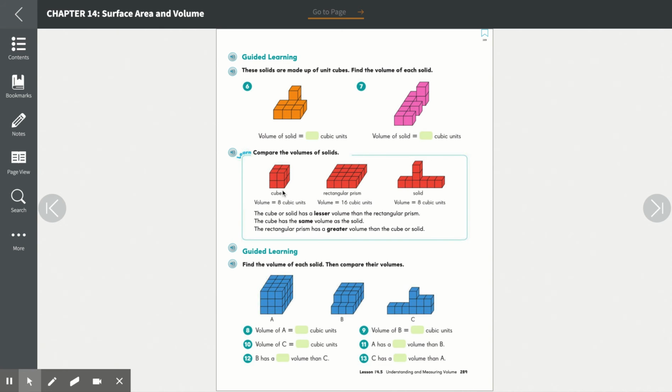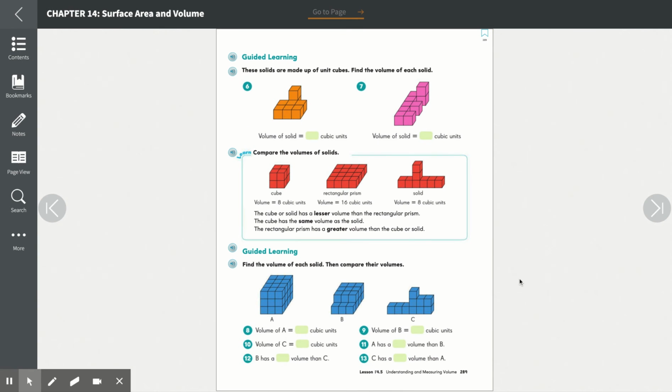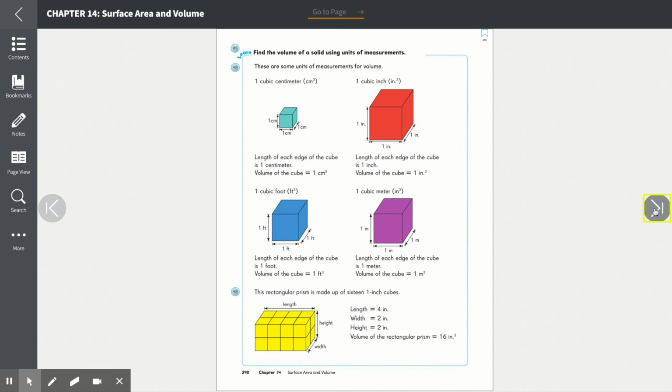So the volume of this cube is 8 cubic units. The volume of this rectangular prism is 16 cubic units, and the volume of this solid object is 8 cubic units. The cube or solid has a lesser volume than the rectangular prism. The cube has the same value as the solid, and the rectangular prism has a greater volume than the cube or the solid. You'll have some guided learning with this on your IXL and in your workbook, so we're not going to do it here.